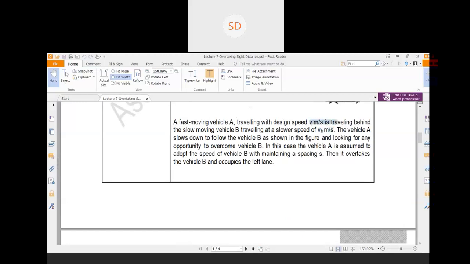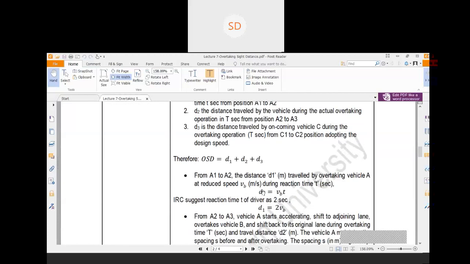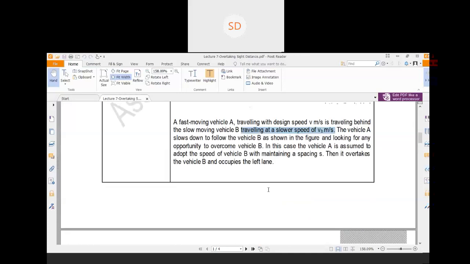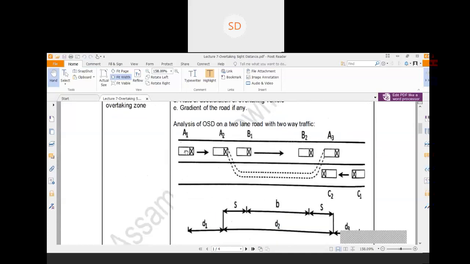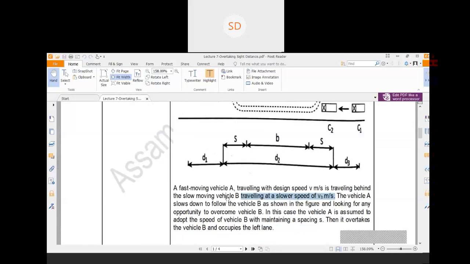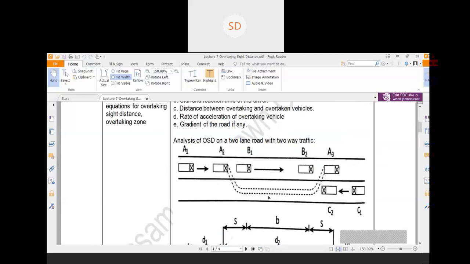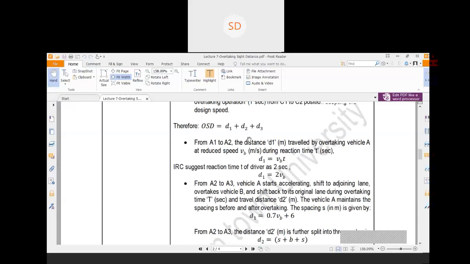v meter per second is traveling behind the slow moving vehicle B, traveling at a slower speed of Vb meter per second. So don't confuse over here, because d1 is basically nothing but position A1 to A2. Now in the initial derivation portion, it is written as the speed of the vehicle A is v meter per second, but whenever you are taking this consideration, in that case you suddenly change this as Vb meter per second.